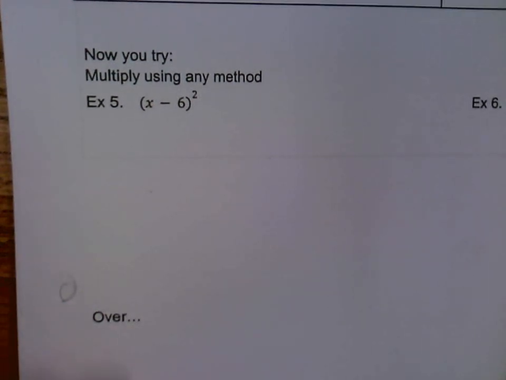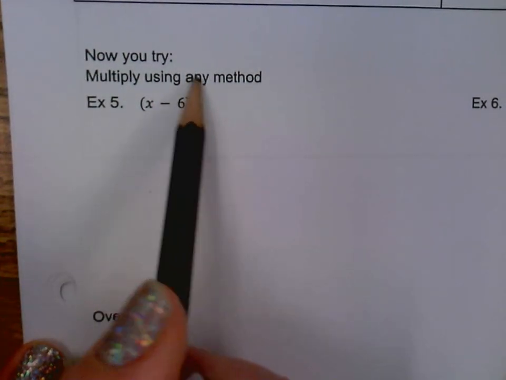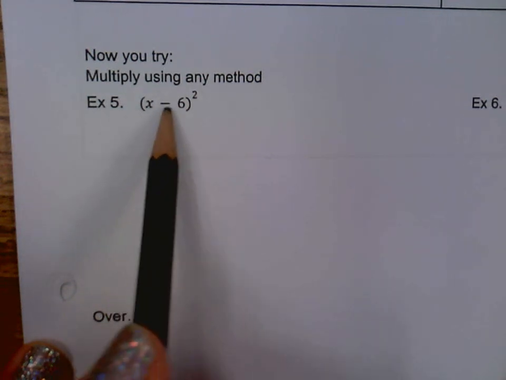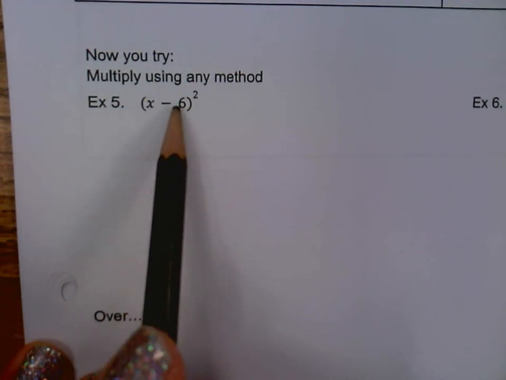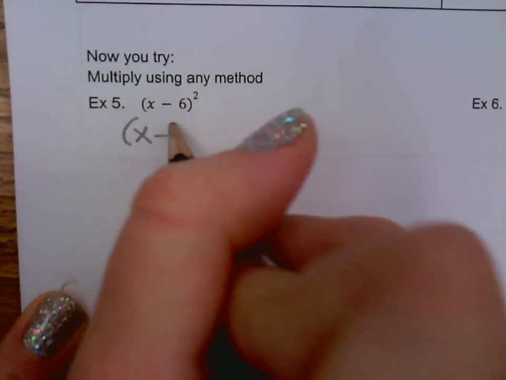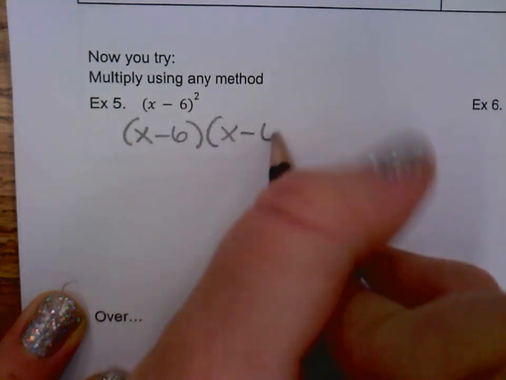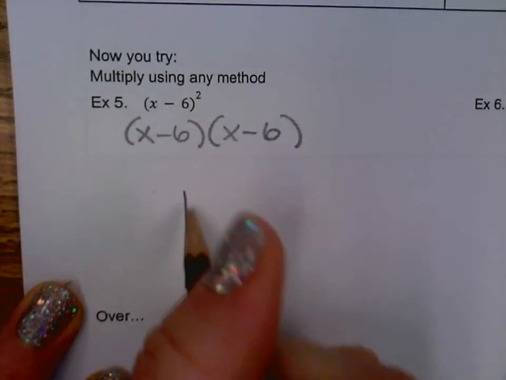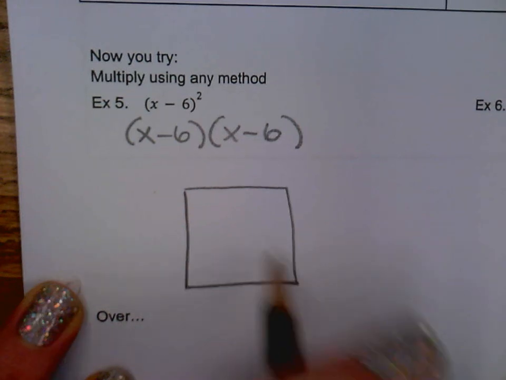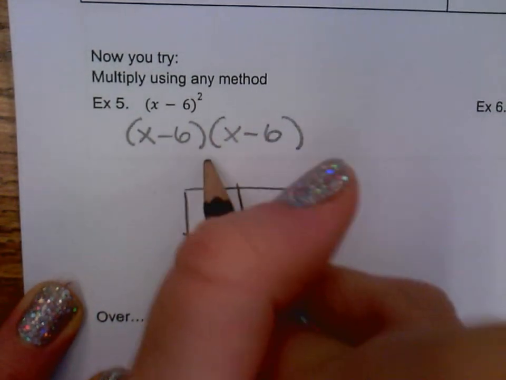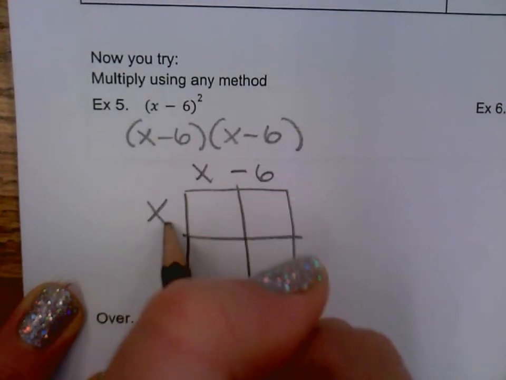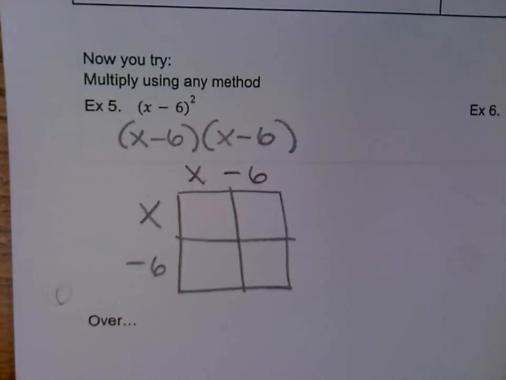The biggest thing to remember is you're not allowed to distribute the squared symbol. I can't say that this is x squared and this is 36. I need to remember it's x minus 6 times x minus 6. So if I'm going to set up the box, I put my binomial across the top and down the side. People who were here or people who weren't here, you can kind of catch on.